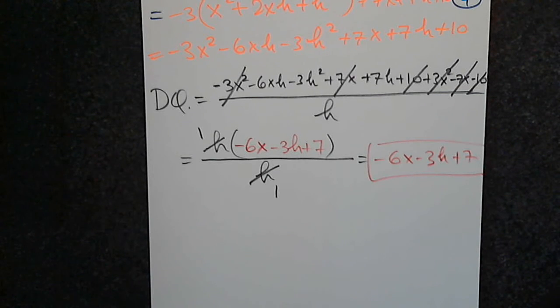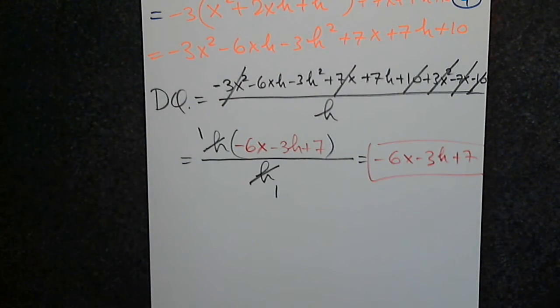H times negative 6x. H times negative 3h. H times positive 7. We factored out the common factor. Very good. Very good question. That was the difference quotient.